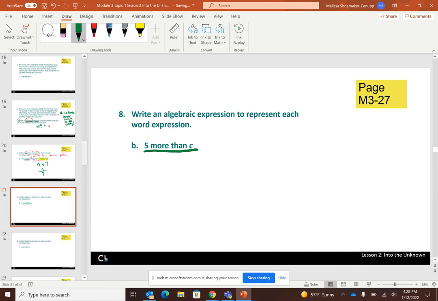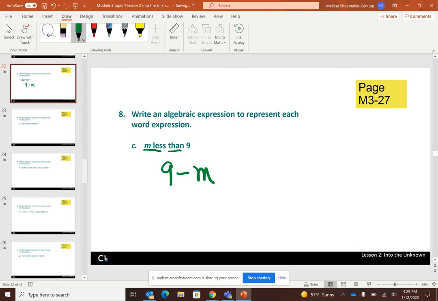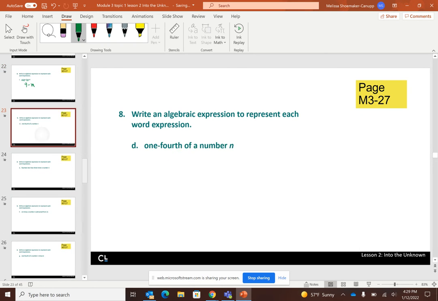5 more than C. This is just like you were doing in the warm-up. More than means plus, but instead of using another number, I'm just going to use the letter or variable that they give me. M less than 9. So I start out with 9, and I'm subtracting M from that. Now there's several more examples on this page. I want you to give it a try, and then Mrs. Canupp will come by and check your work.